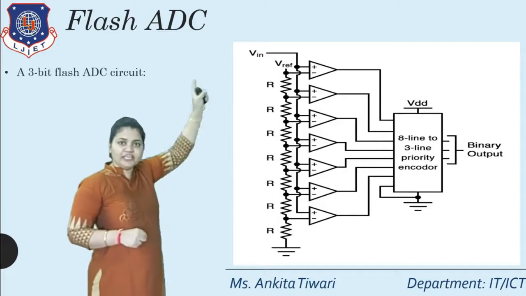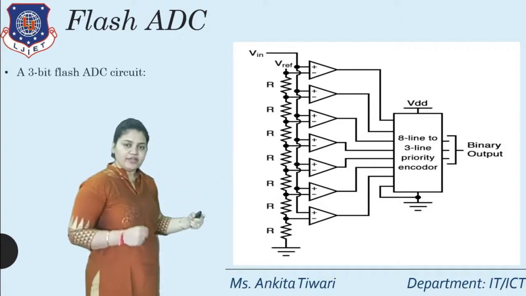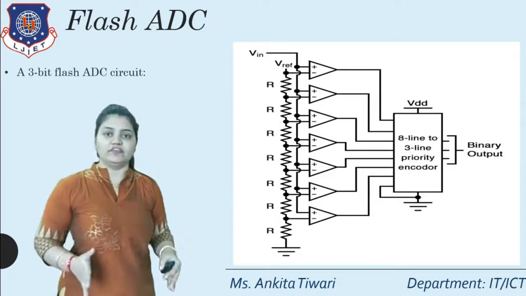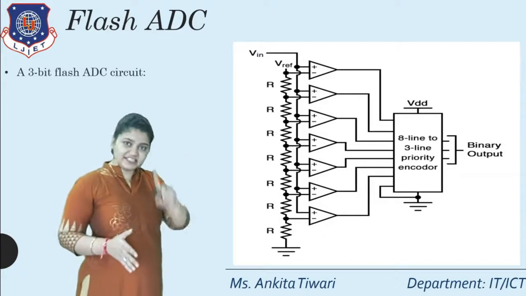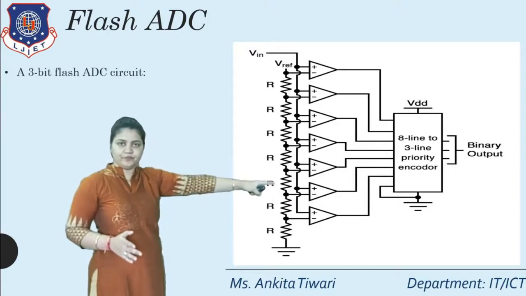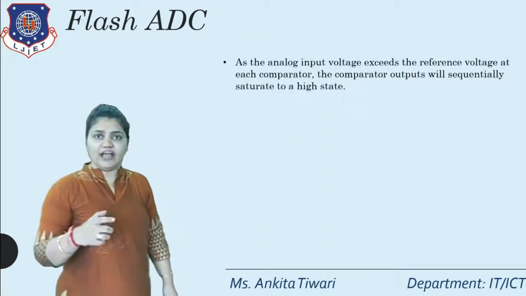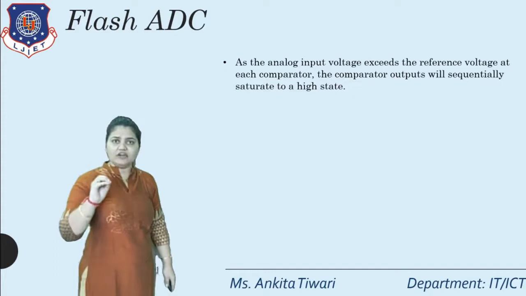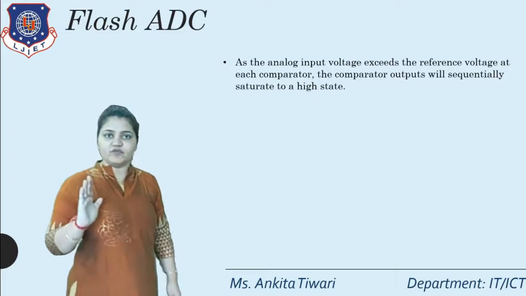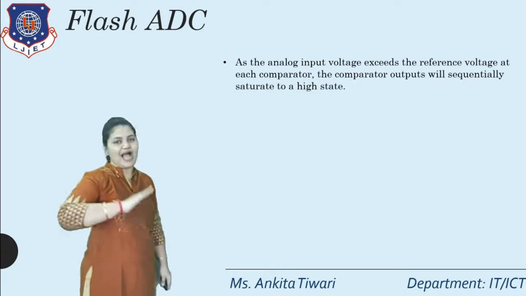Now, when the voltage is provided into the system and the signal is taken, with 8 inputs, all the inputs will be active, but whichever is the highest active value, with respect to that, the binary output will be decided by the binary encoder. If we want to understand this, we need to see what it will do. As the analog input signal voltage exceeds the reference voltage at each comparator, the comparator outputs will sequentially saturate to a high state.